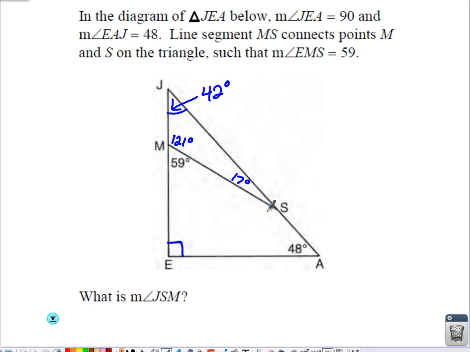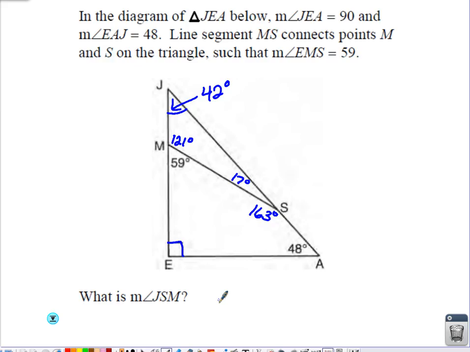While we're at it, let's go ahead and find this one. Linear pair, 17 degrees and 163 degrees. There was another way of working that, which we'll actually get to later.